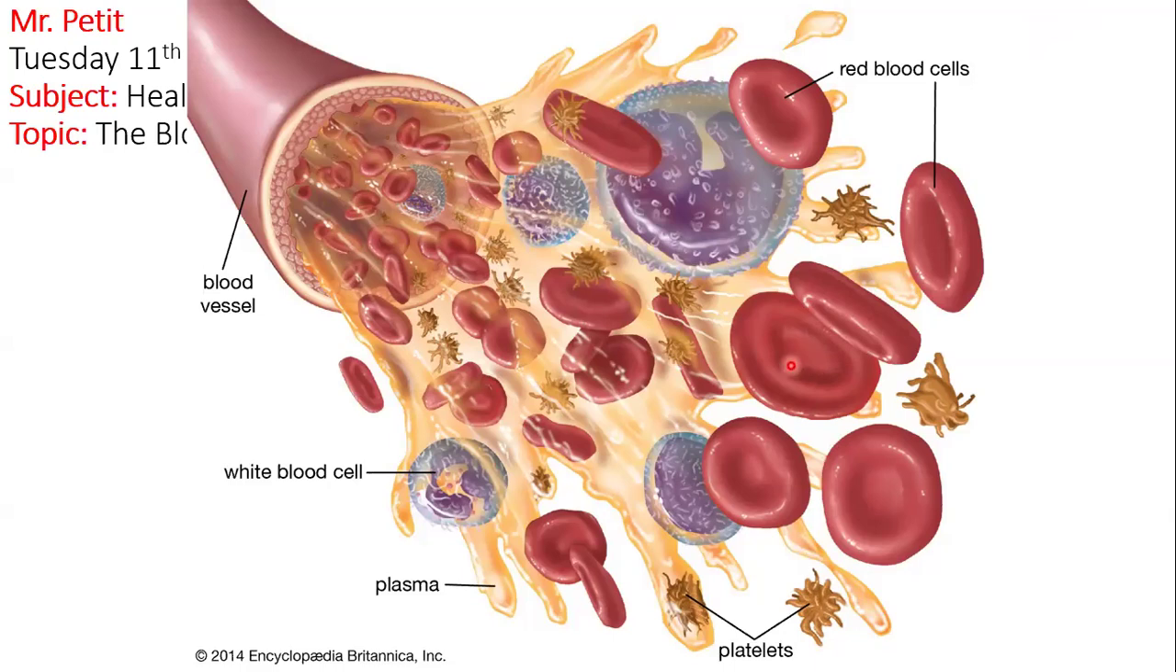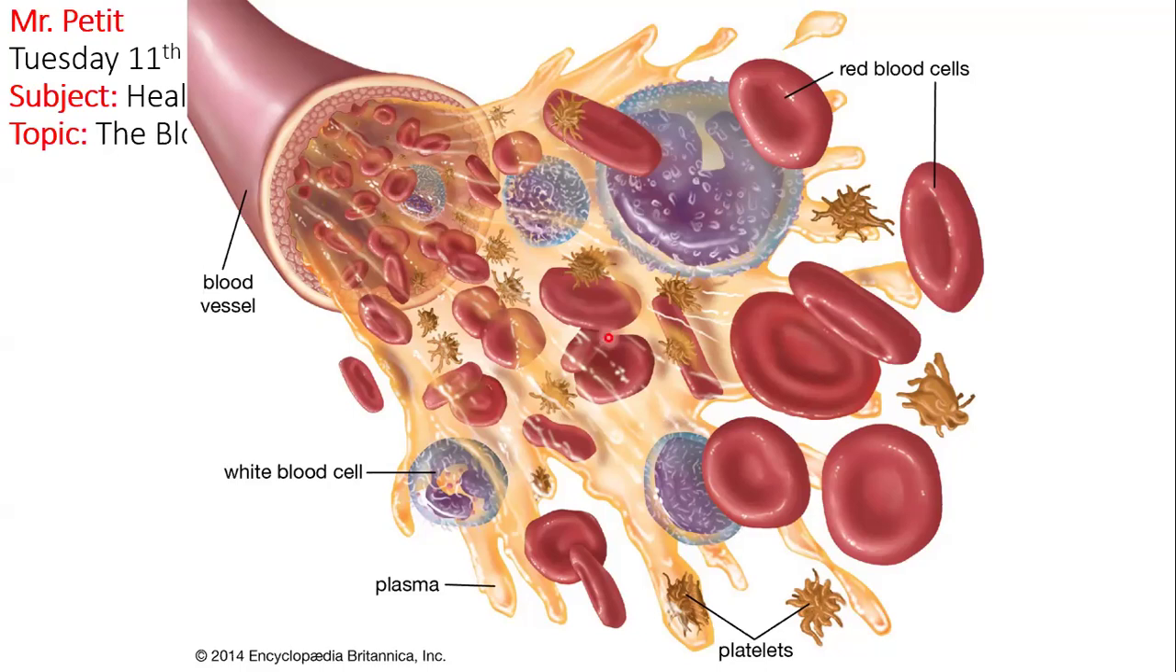And then what else do we have? We have these little things here. What are they called? Platelets, very good. The function of platelets is to do what? Help the blood clot. Am I missing anything? So we have platelets, white blood cells, red blood cells, and plasma, the liquid part. I think that's all. Okay, so this is the blood.